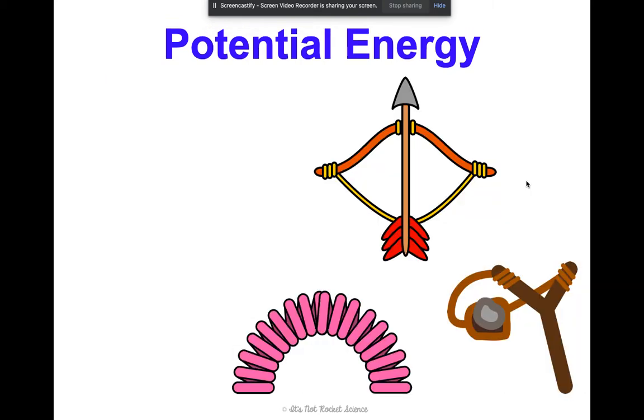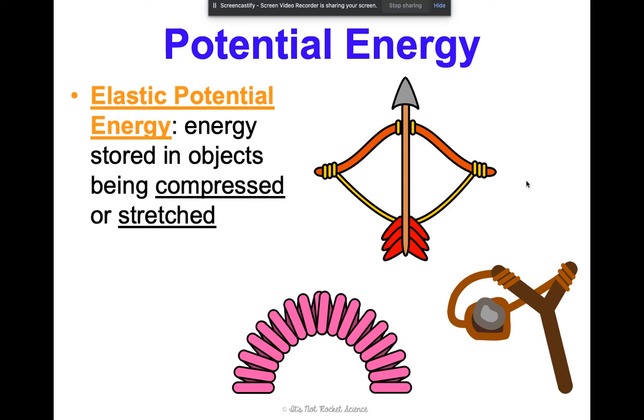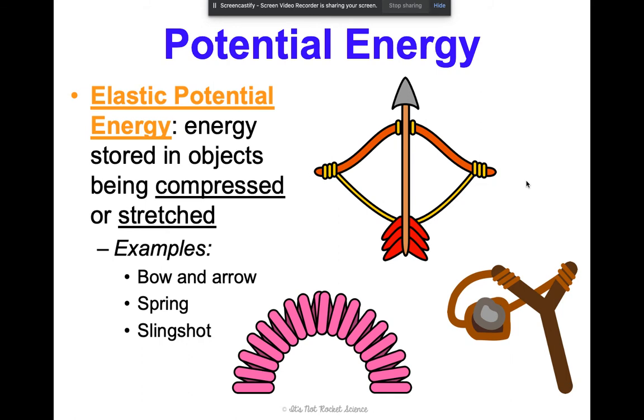Let's talk about elastic potential energy first. It is the energy that's stored in objects being compressed or stretched. Things like a bow and arrow, if you're a bow and arrow hunter, a spring like a slinky, or even a slingshot if you know how to use a slingshot. Those are all examples of elastic potential energy.